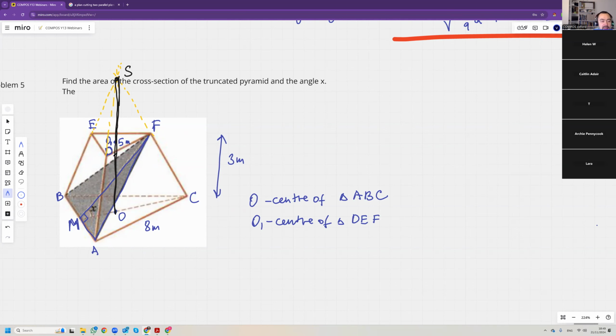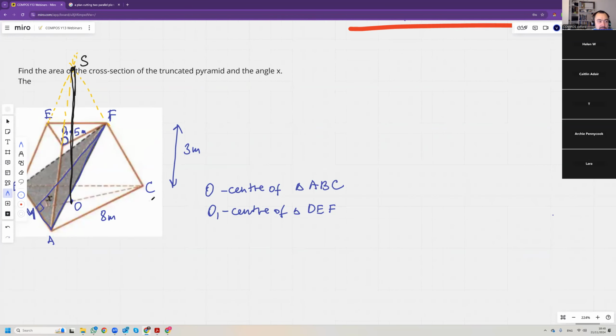Okay. And now I can use the similarity of triangles. So if I draw, can I use that? Just a second. No, I won't do that. I'm going to write this. I'm going to look at this triangle SOC. Consider triangle SOC.